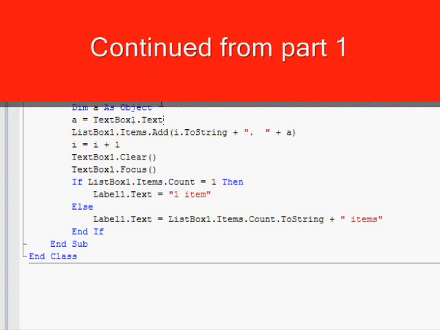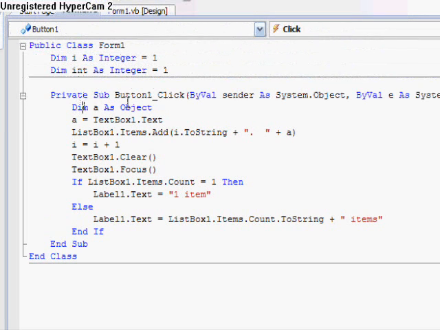And then, underneath Button1_Click, you're going to type in Dim a As Object, and then hit enter, and then type in a = TextBox1.Text. What this means is it's going to assign a, it's basically going to make a equal TextBox1's text.